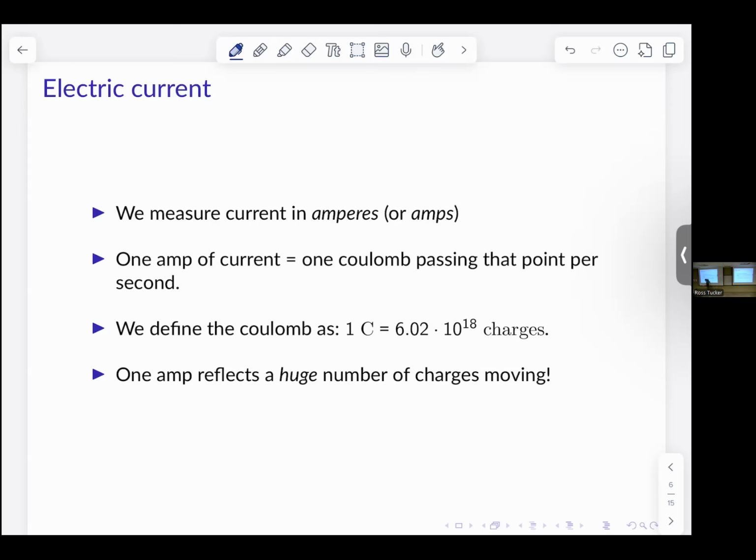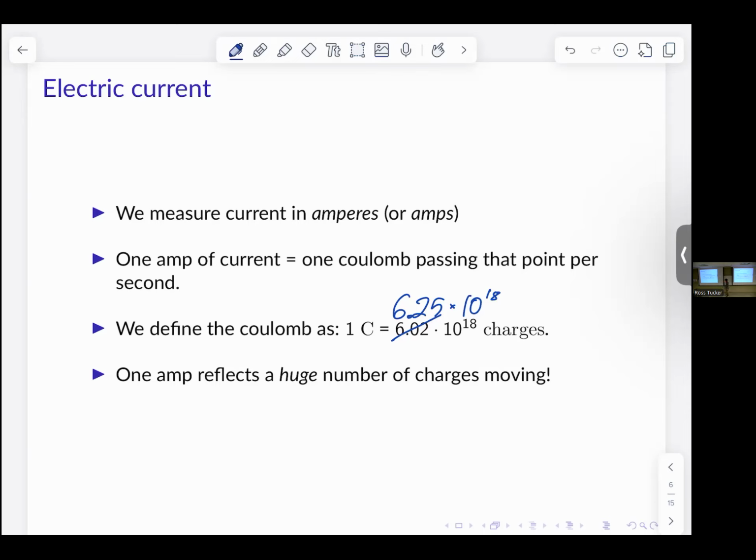I apologize. Please strike this out. I need to fix this slide again. It's not 6.02. I've been writing it down because I was thinking of the mole. It's not the same number as the mole. It's 6.25, 6.24 something, whatever. 6.25 times 10 to the 18 charges.